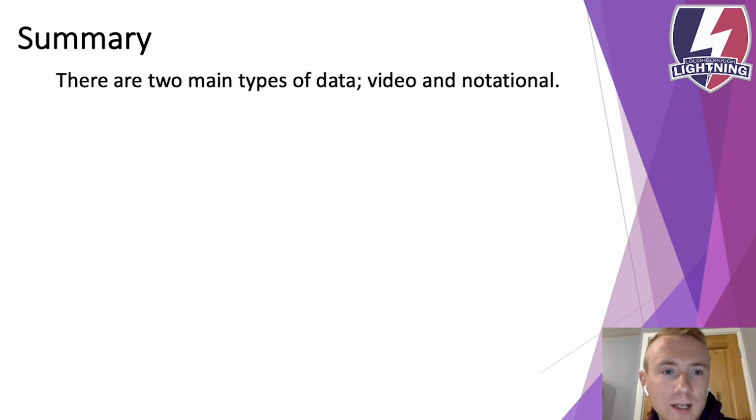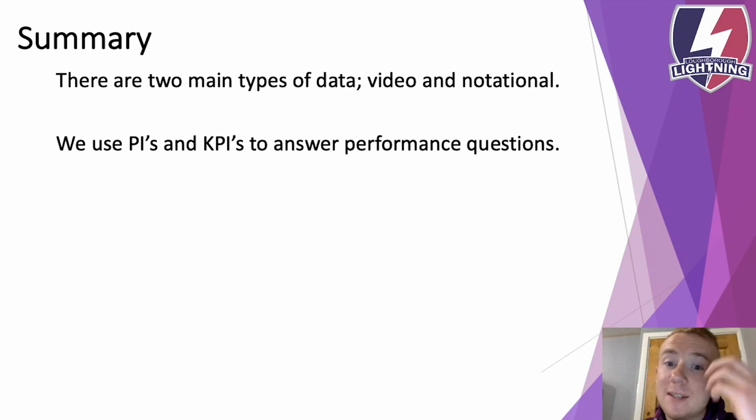Okay, so in summary then, two main types of data that we've got: video analysis data and notational analysis data. Your notational stuff is your objective, factual stuff that we ourselves will code up. Your video analysis is your evidence, if you like, in the video that shows us what happened. We'll use both performance indicators and key performance indicators to answer our performance questions. You might only have one performance question. That's absolutely fine. You might have 10, 20, 30, 40. All that's going to do is mean that the number of indicators changes and increases.